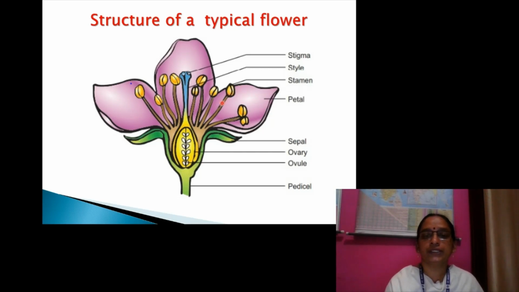Come to this third wall. This third wall is called stamen. What is the speciality of stamen? Stamen has two parts. This long stalk is called filament and this capsule-like structure is called anther. Inside the anther, pollen grains are present.